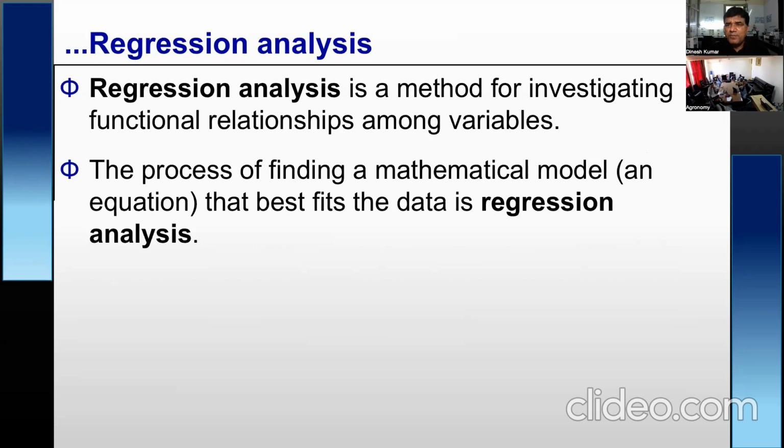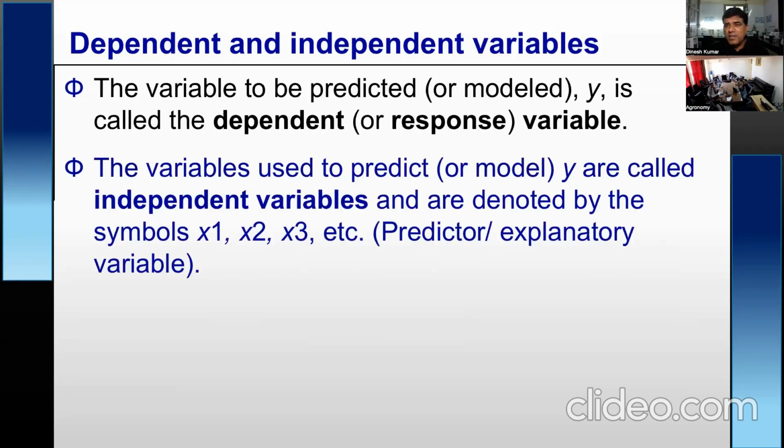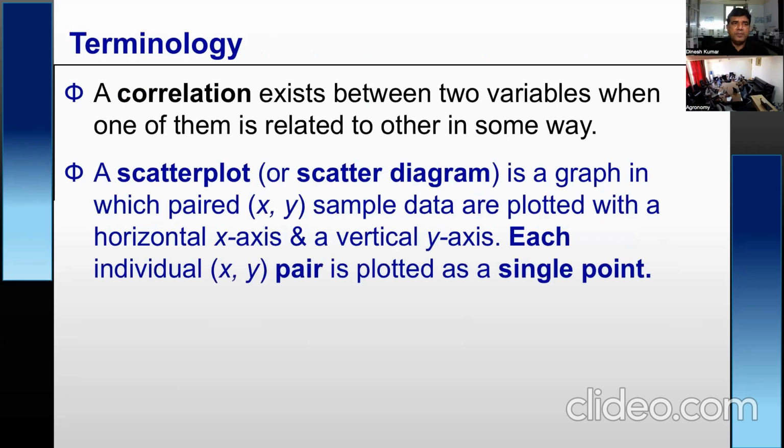Regression analysis is a method for investigating functional relationships. Functional here means a numerical or mathematical relationship. It is the process of finding a mathematical model, how you find the numerical relationship between X and Y. It is called regression analysis. Now let us see the difference between dependent and independent variables. The variable to be predicted or modeled, Y, is called the dependent or response variable. I have already explained the difference between dependent and independent variables.